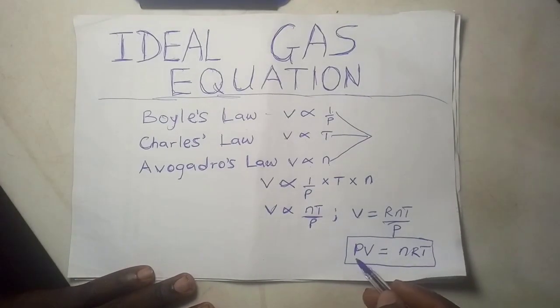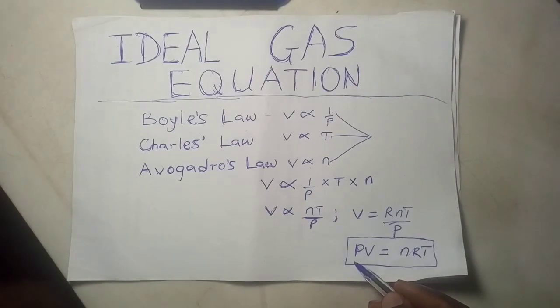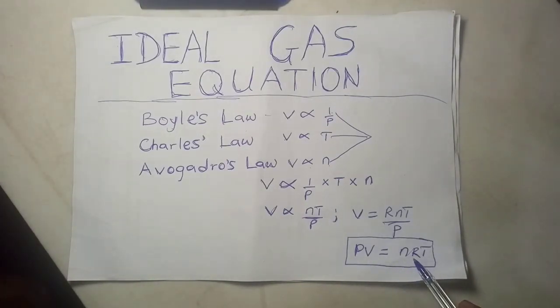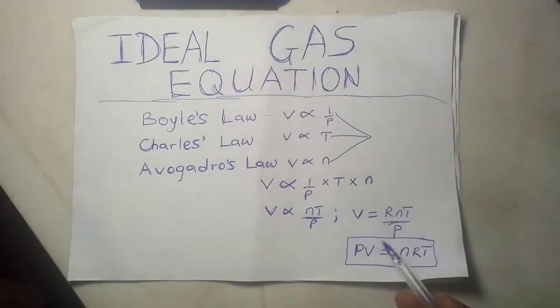Remember, P is the pressure. It has different units: Pascal, bar, Newton per meter square, torr and the rest of them. Volume can be in liter, in centimeter cube, in meter cube, and so on. n is the number of moles. R is the molar gas constant, and T is the temperature in Kelvin. If it's given to you in degree C, you convert to Kelvin. Ensure that all the units are consistent, depending on the value of R.